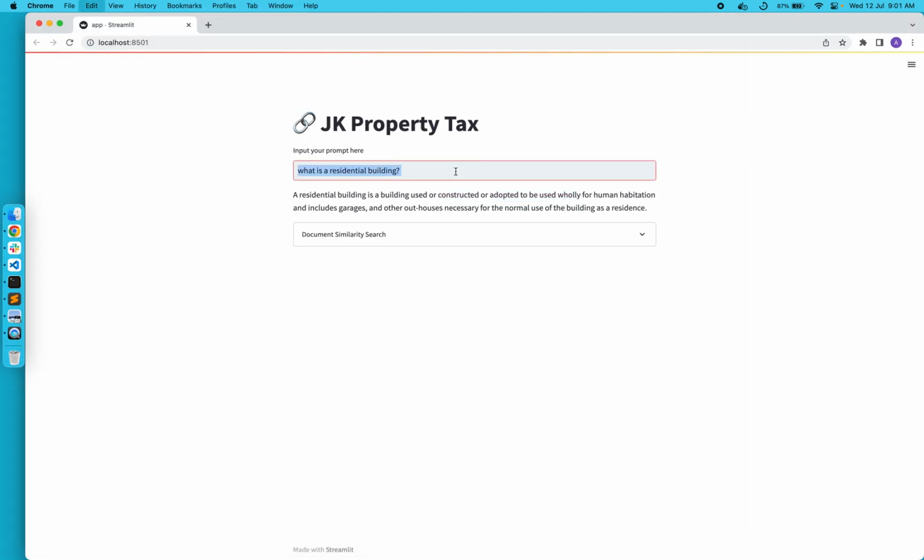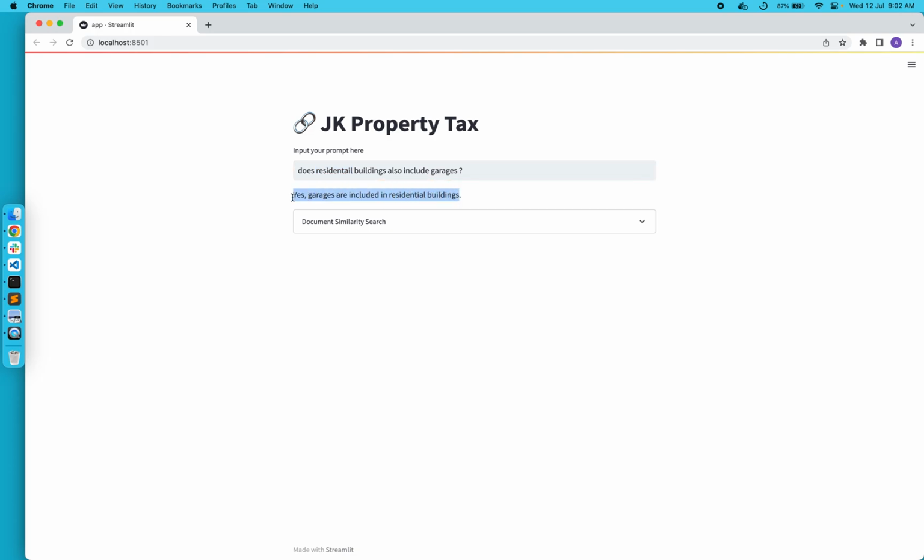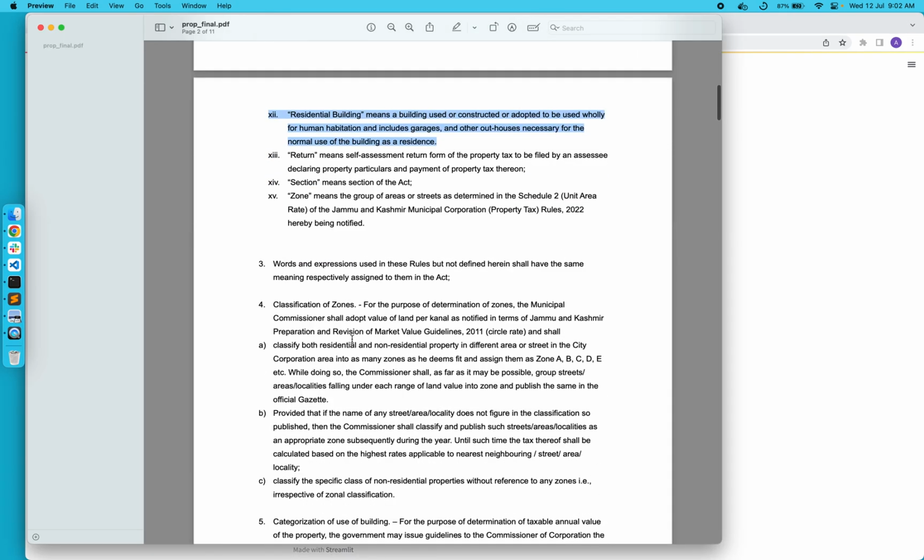We can also ask this, like, do residential buildings also include garages? Now it's interesting that I have a typo here, so let's see whether it will identify it correctly or not. So it doesn't care if there is a typo, it gives us the correct answer, like yes, garages are included in the residential buildings, right?